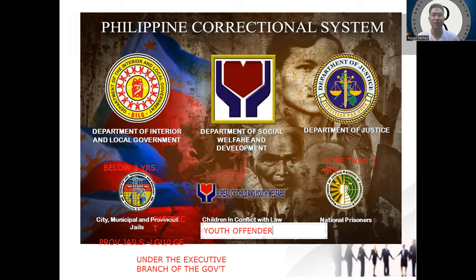So again, ulitin natin, ang Philippine correctional system natin, that is under the executive branch of the government. So meaning, it is under the direct supervision and control of the Office of the President. Then we have the Philippine Tri Bureau or when it comes to correctional system natin, that is composed of the DILG, the DOJ, and of course, the DSWD.